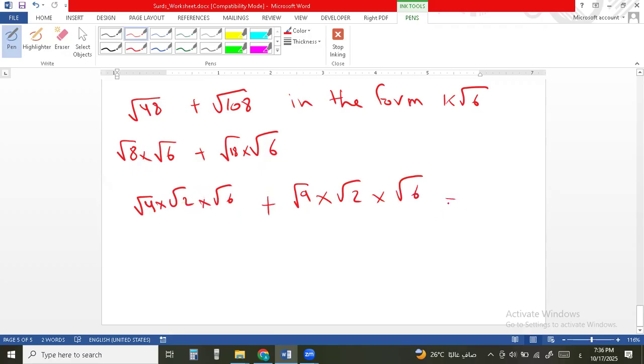So you're going to find that this is equal to what? Root of 4 is 2, so it is 2 root of 2 times root of 6, plus root of 9 is 3, so 3 root of 2 times root of 6. What are we supposed to do? Here, you can just add the 2 root of 2 and 3 root of 2 because we're multiplying by the same thing.